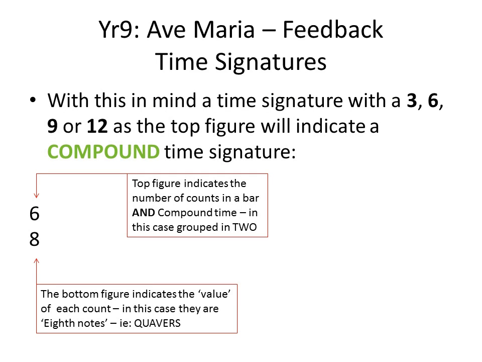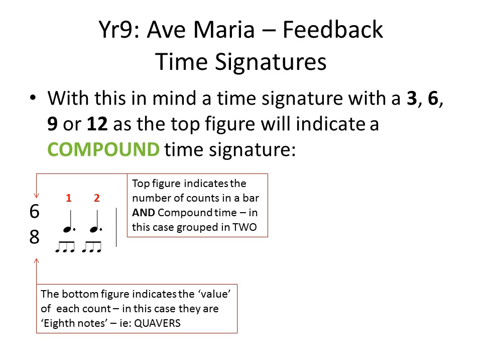So with this in mind, a time signature with a 3, 6, 9 or 12 as the top figure will indicate a compound time signature. So in 6/8, the top figure indicates the number of counts in a bar and the fact that it's compound time. So in this case, the 6 counts are grouped into 2. The bottom figure indicates the value of each count. In this case, they are 8th notes, quavers. So therefore, 2 counts in the bar grouped into dotted crotchets here, and then 2 groups of 3 quavers.